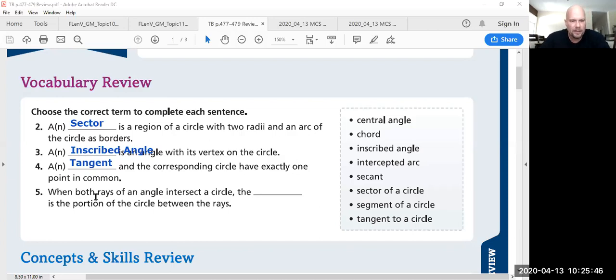And then 5, when both rays of an angle intersect a circle, the blank is the portion of the circle between the rays. So that is going to just be the segment of the circle. If you're having trouble picturing that one, I'm going to draw a picture here in just a second. A segment of a circle.